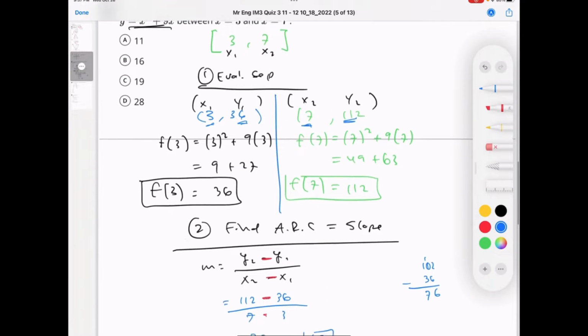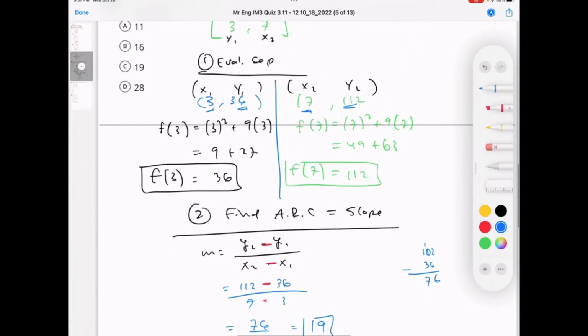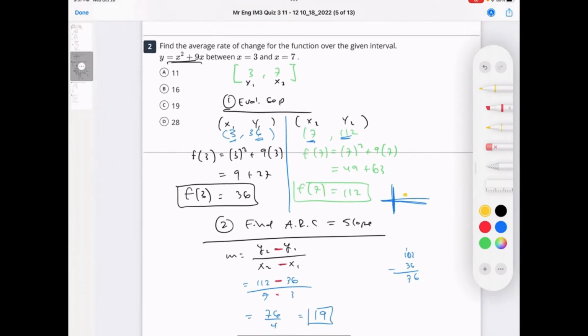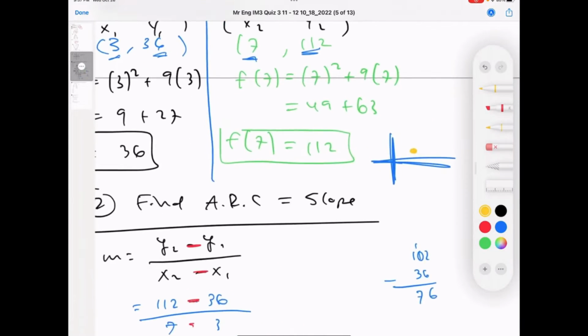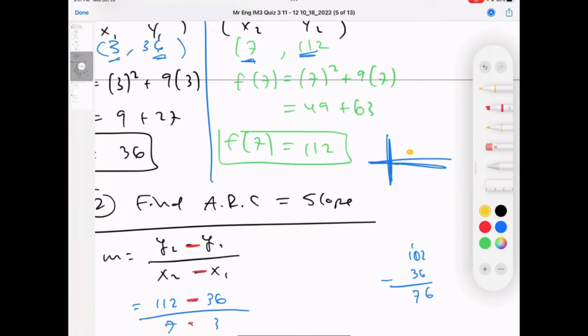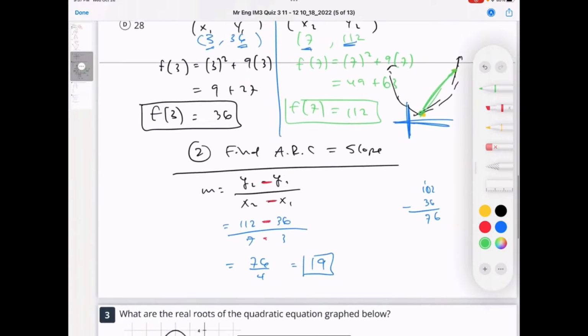Basically, if you graph this and you have 3, 36 and 7, 112, something like this, your graph looks like something like that. And we're basically trying to find the average rate of change between the 2 yellow dots, which will give us a slope of 19.